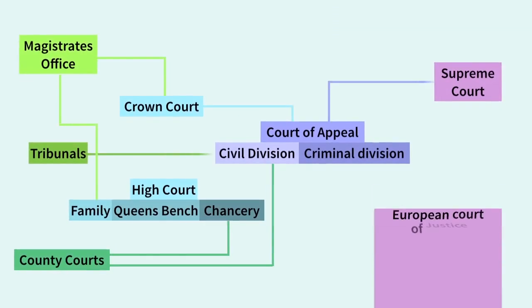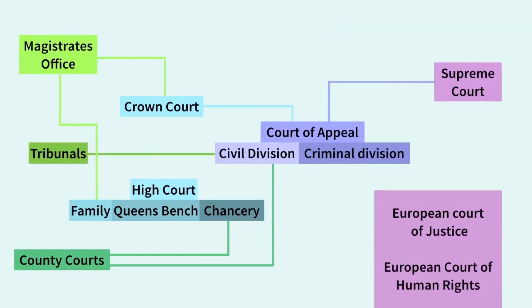The following is a useful diagram on the criminal and civil court structure of the English legal system.